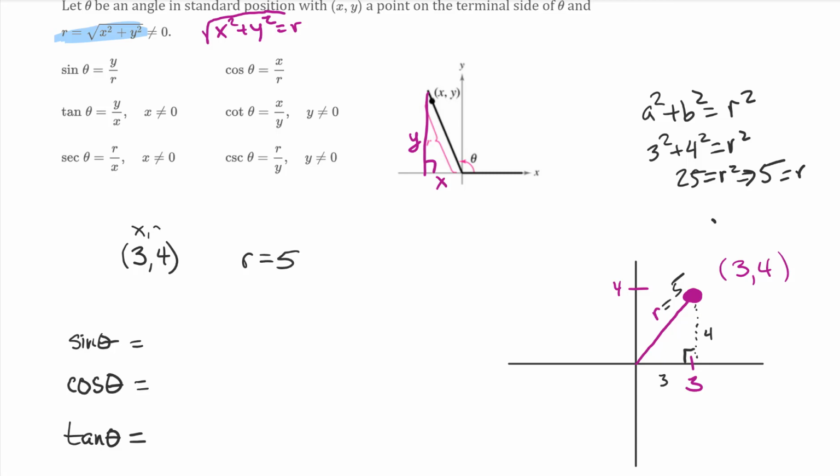So we have our x and our y, and we could have just used that formula and got it. Sine is equal to y over r, so that's 4 over 5. Cosine is x over r, so that's 3 over 5. And then tangent, remember that game? 4 over 3, that's the answer. It's just the y value over the x value. All the same rules still hold.